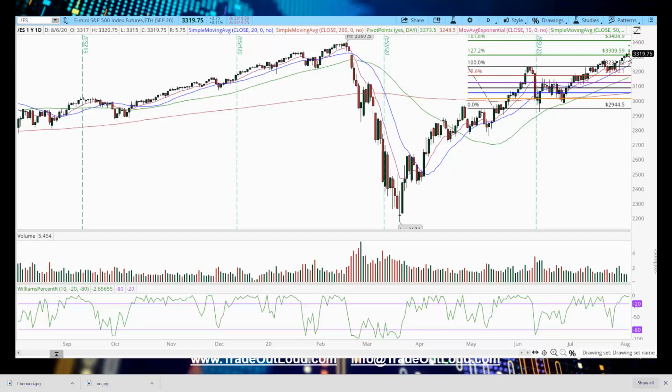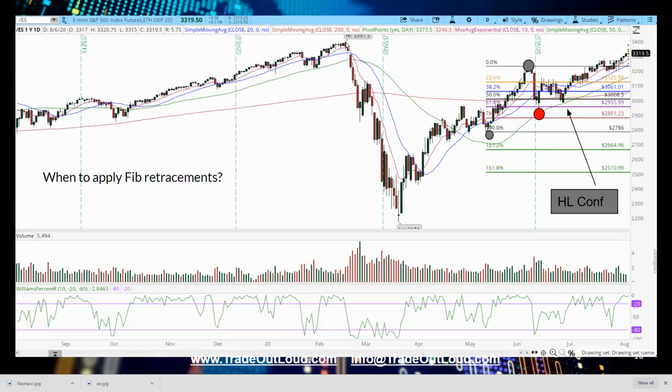So it's getting a little bit elevated. The more it consolidates into this level, guess what's going to happen next? Boof, it's going to go to 3,400, an area that hasn't been visited since the pre-COVID era. All right.